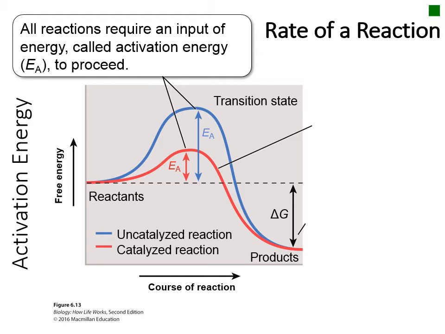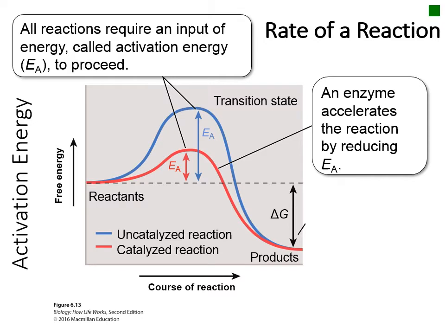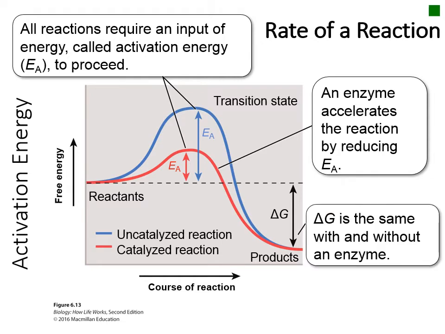Enzymes function as biological catalysts by lowering the activation energy required by a chemical reaction. In this figure, you can see the difference in the EA when an enzyme, the red line, is added to the chemical reaction. Enzymes reduce the activation energy by properly positioning the reactants and stabilizing the transition state. Notice that while the enzyme speeds up the chemical reaction, it does not change the reaction itself, as the reactants and products are the same. This means that the change in free energy remains constant.